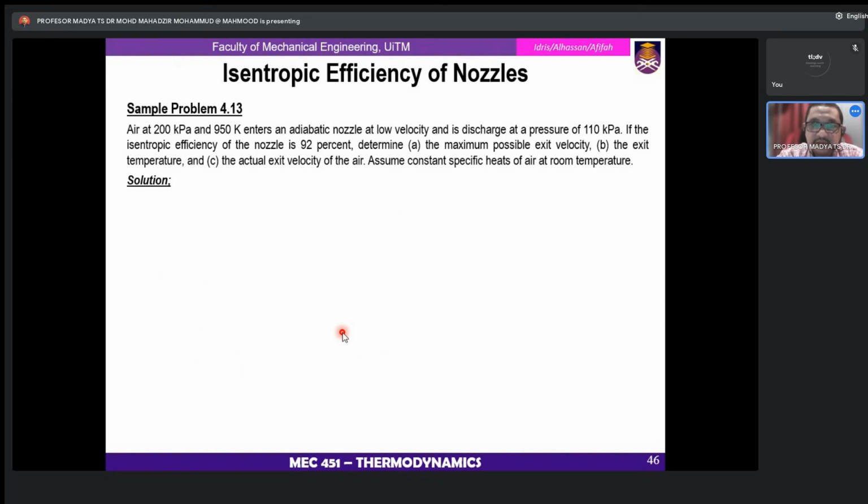Determine A, the maximum possible exit velocity. That means it wants you to find the exit velocity. B, the exit temperature. C, the actual exit velocity of the air. Assume constant specific heat of air at room temperature.